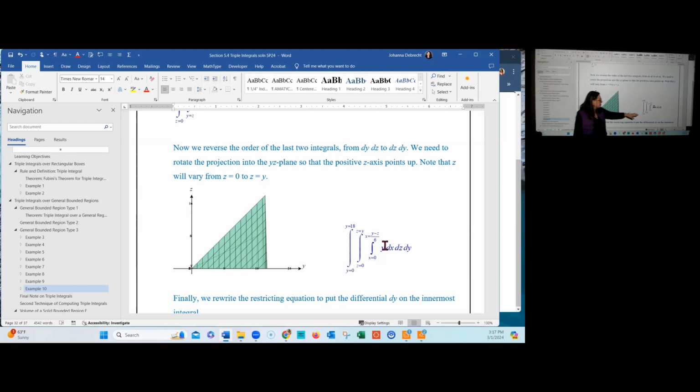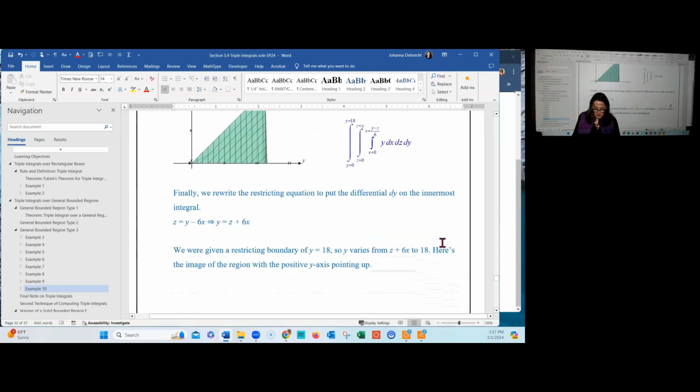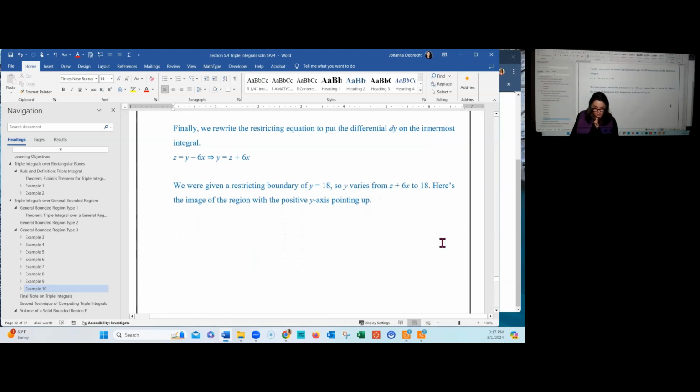And so we have the integral from z equals 0 to z equal y. And then we can evaluate what y varies between, which is 0 to 18. Now let's go ahead and finally rewrite it by putting the differential dy on the innermost integral.